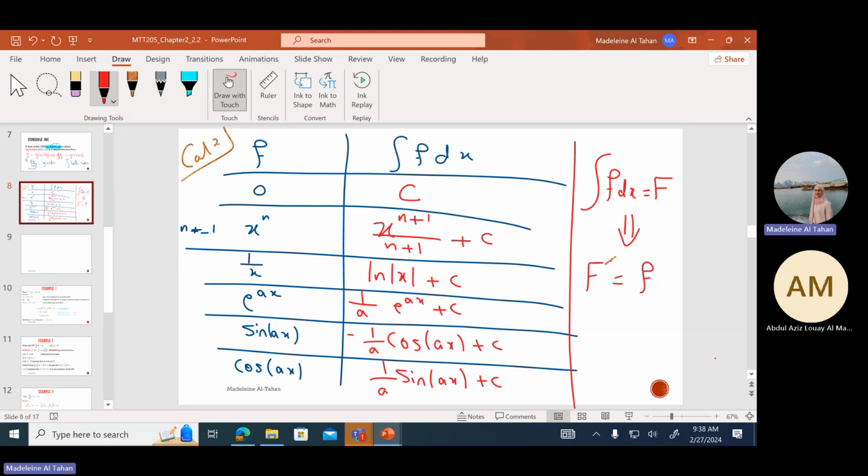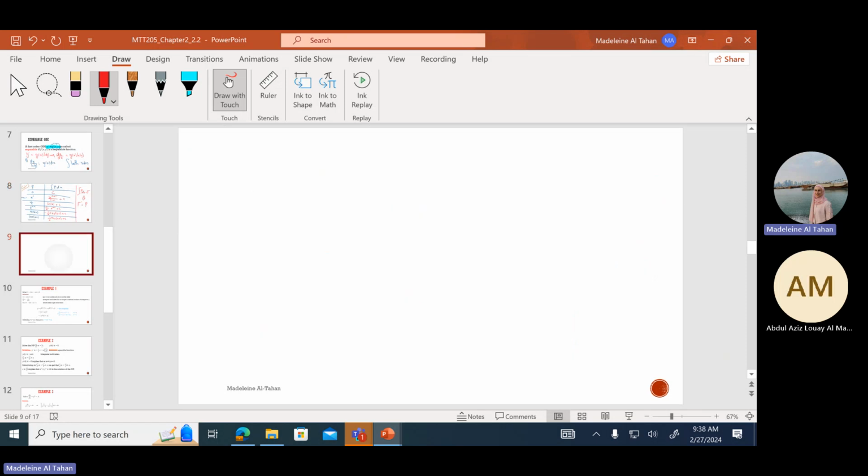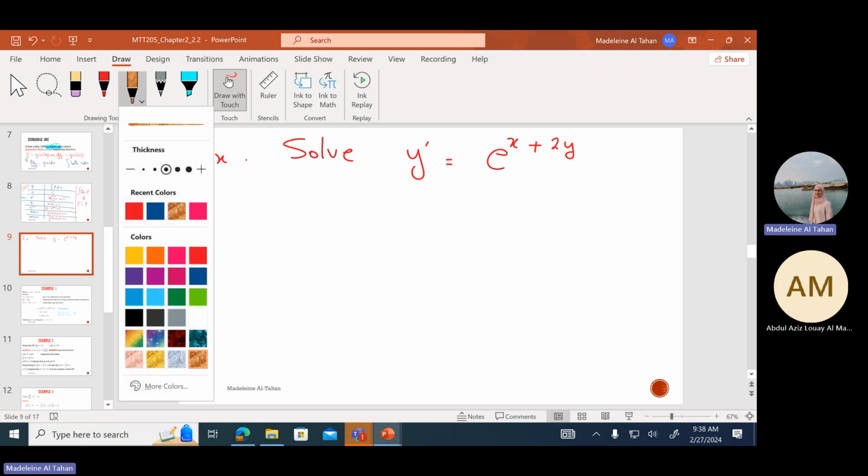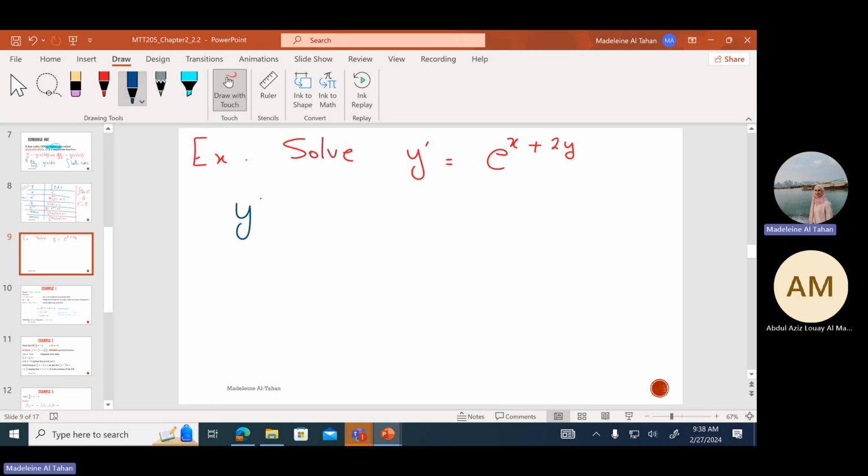Do we have any questions? Did we finish writing from the board? Okay, let's start with our own example. I want you to solve y prime equals e to the x plus 2. First, we need to check if it's separable, right? This e to the x plus 2, how can we write it? So y prime is equal to e to the x times e to the 2. Do we agree? So is it separable? Yes.